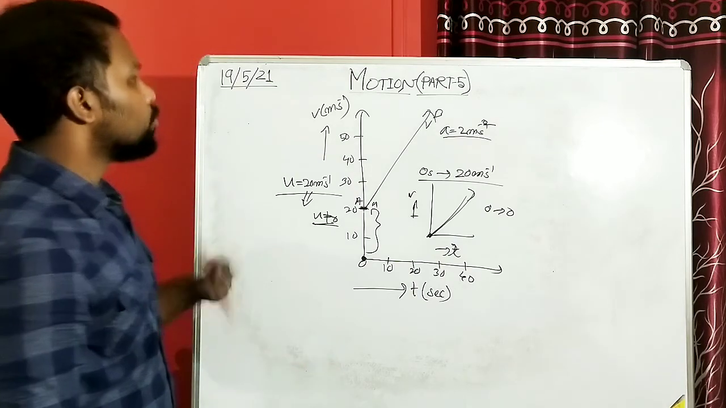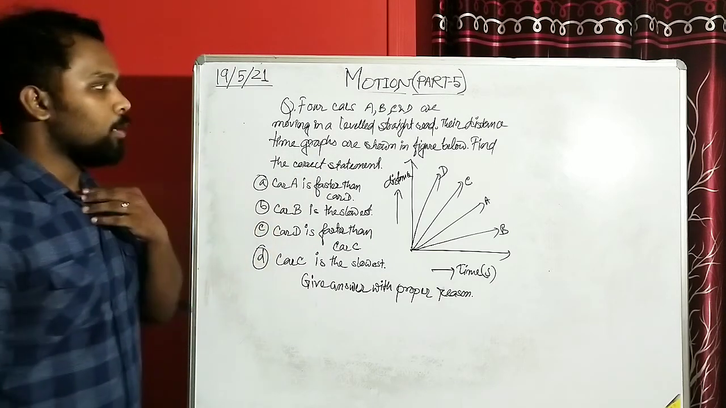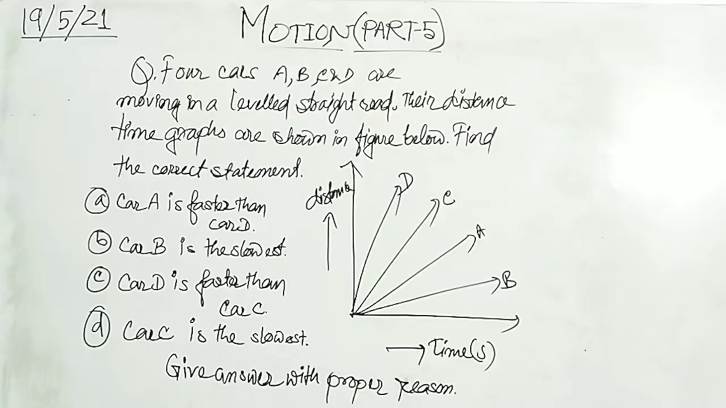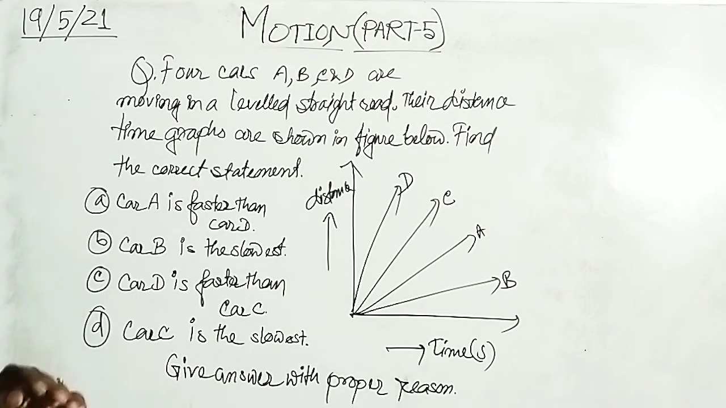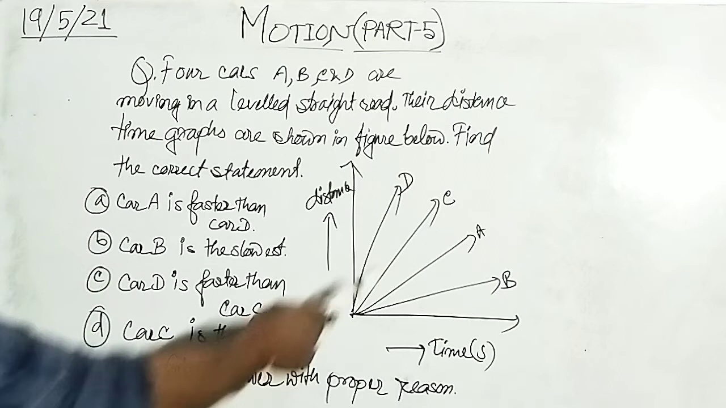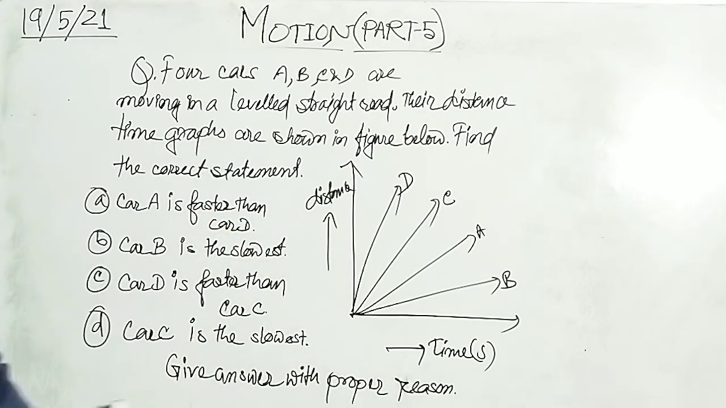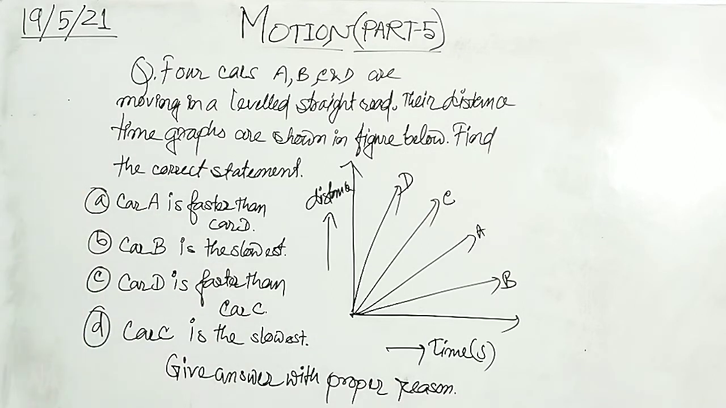Now we'll move to today's question. This is today's quiz competition question. Look closely and write it down in your copy. What is the question actually saying? 4 cars A, B, C, and D are moving on a level straight road. That means this is the straight road, right? Their distance time graphs are shown in the figure below. This is the distance time graph of those cars. Now, the question is: find the correct statement. From this, you should find the correct statements by watching this graph, and you have to give the answer with proper reason. First write this question in your copy, then analyze this.